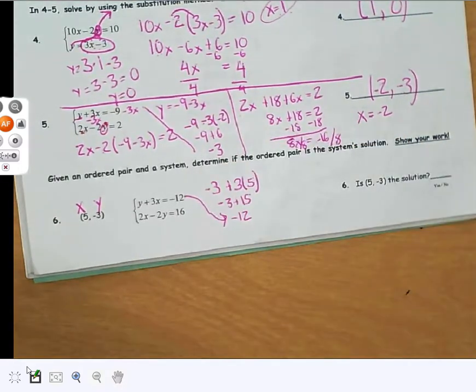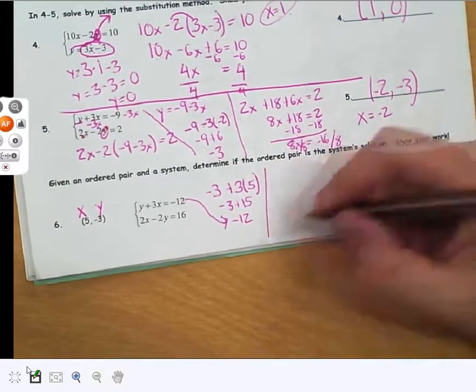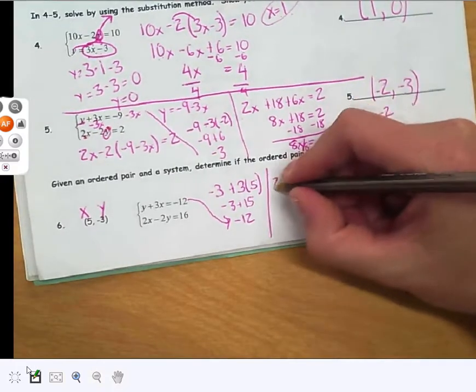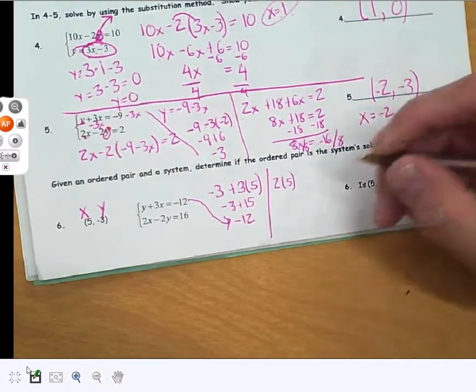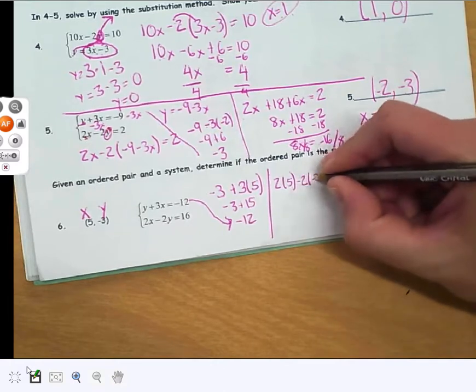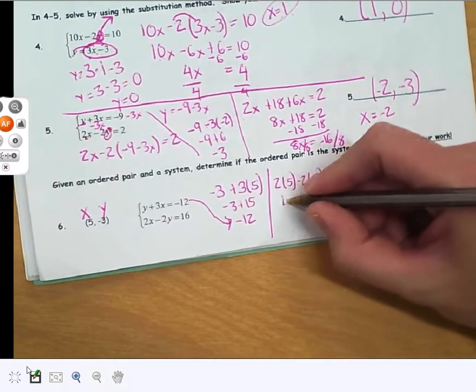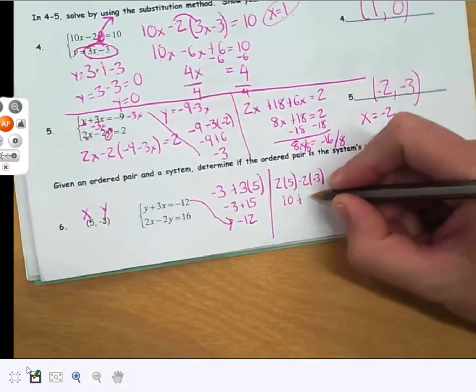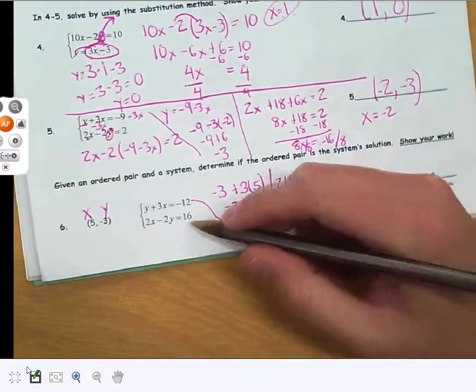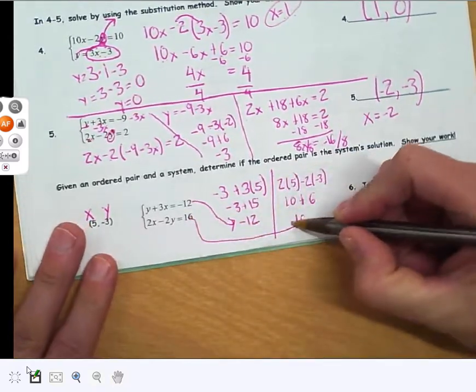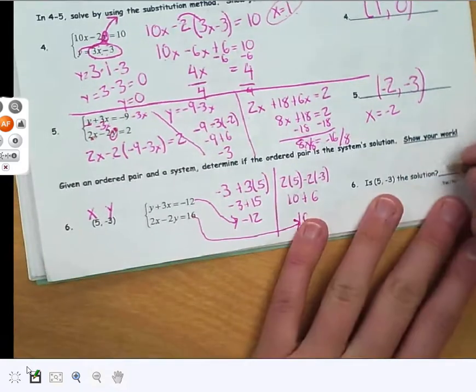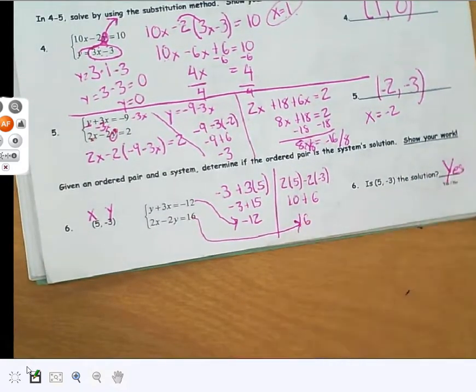That's the same. Has to be the same in both equations. So then I do 2 times 5 minus 2 times negative 3. 2 times 5 is 10. Negative 2 times negative 3 is 6. Gives me the 16. They're the same in both. Is it a solution? Yes.